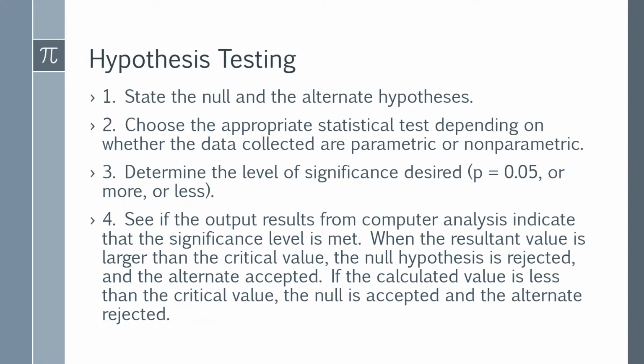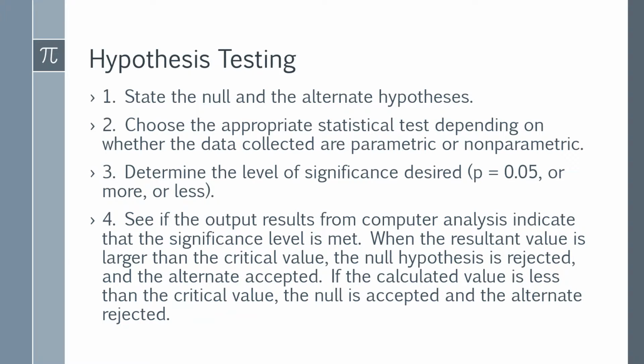Hypothesis testing includes four important steps. The first is to state the null and the alternate hypothesis. The second step is to choose the appropriate statistical test, depending on whether the data collected are parametric or nonparametric. Step number 3 is to determine the level of significance desired. For example, p equals 0.045 or more or less. Step number 4 is to see if the output results from computer analysis indicate that the significance level is met.